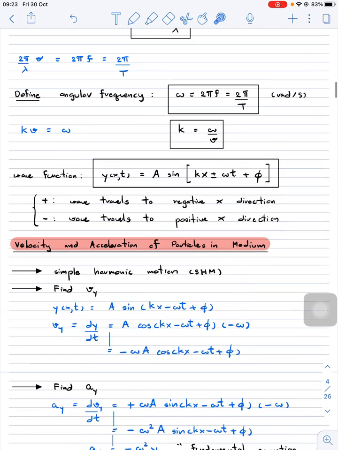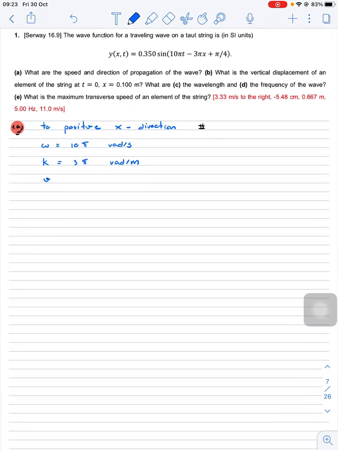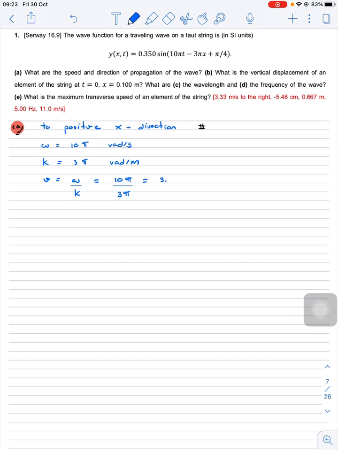But now we just want to find the speed of the wave. Okay, so then we can use this equation, right? The k equal to omega over v. So it means that the v here equal to the omega over the k. So we can get that v equal to omega over k equal to 10 pi over 3 pi, right? So it's going to be equal to 3.23 meter per second. So this is the speed of the traveling wave.